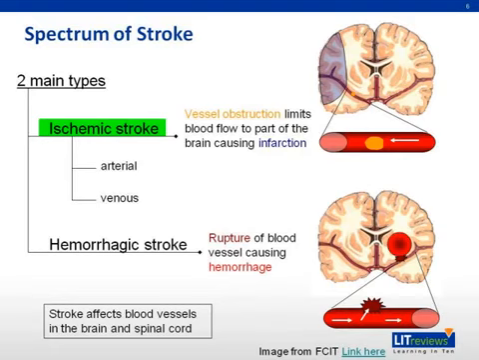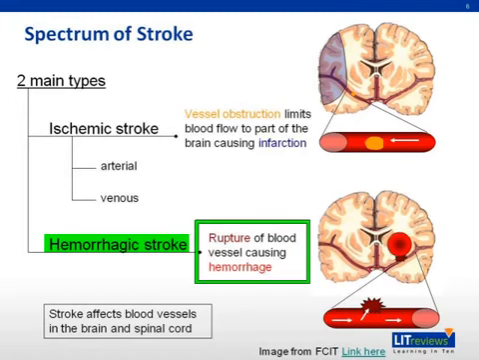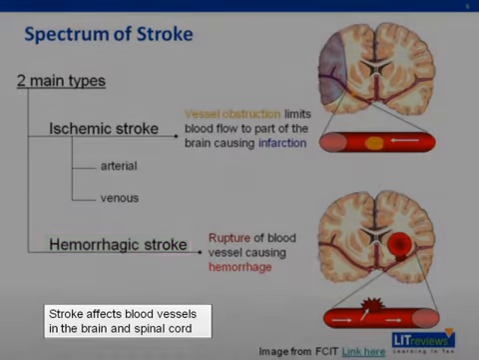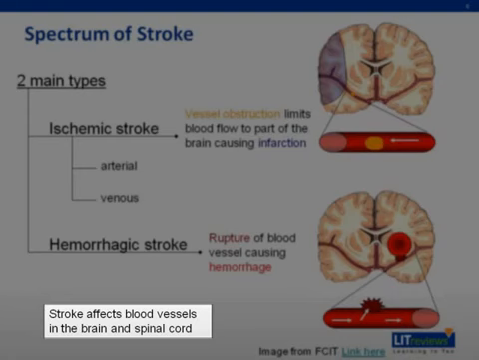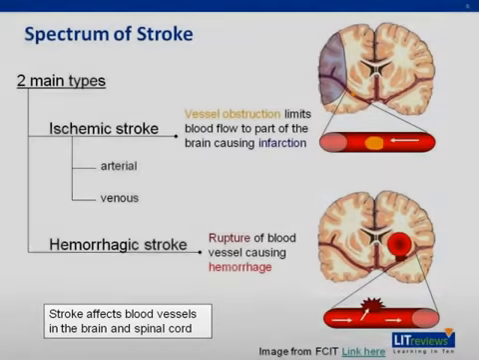Hemorrhagic stroke or cerebral hemorrhage accounts for about 10 to 15% of all strokes. This is caused by a rupture of a blood vessel. These may be related to hypertension, aneurysm, or arteriovenous malformation. Hemorrhage may be inside the brain parenchyma, that is, intracerebral, or outside the brain parenchyma, such as a subarachnoid hemorrhage. Both ischemic and hemorrhagic strokes can occur in the brain or in the spinal cord.